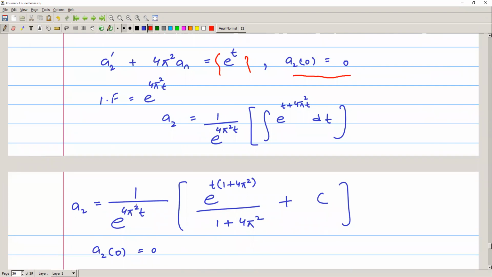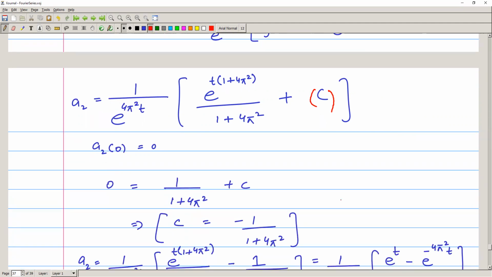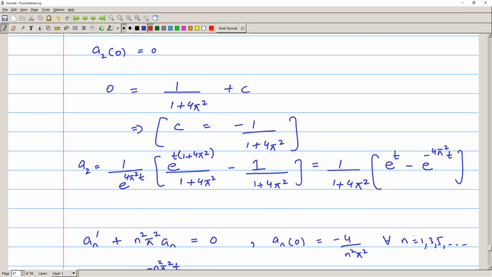a2 is equal to 1 over e to the power 4 pi squared t times e to the power t times (1 plus 4 pi squared) over (1 plus 4 pi squared) plus c. Now we will apply the initial condition to find the c. So here we can see that we have applied the condition. From here we get c is equal to negative 1 over 1 plus 4 pi squared, right? So we can write a2 is equal to this function, a simplified form, right?